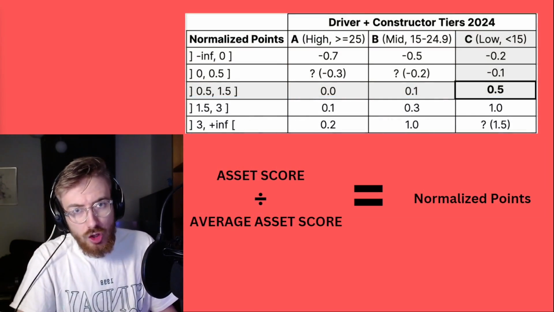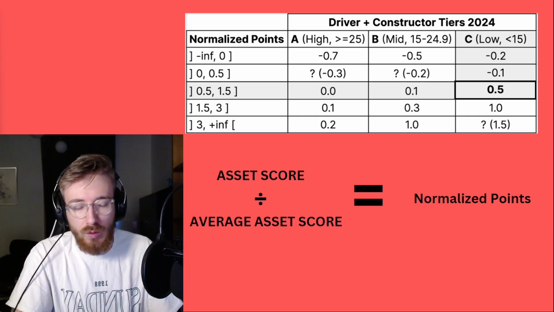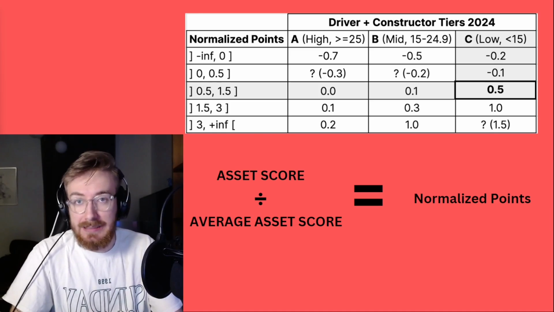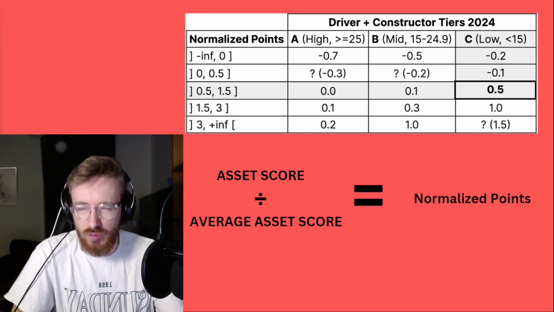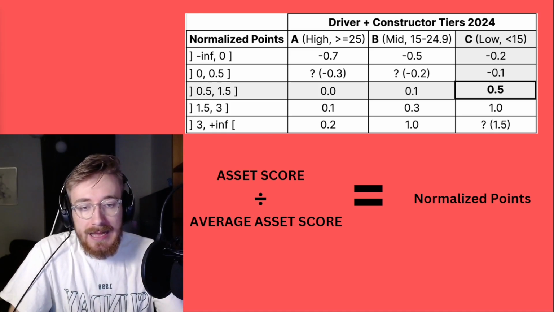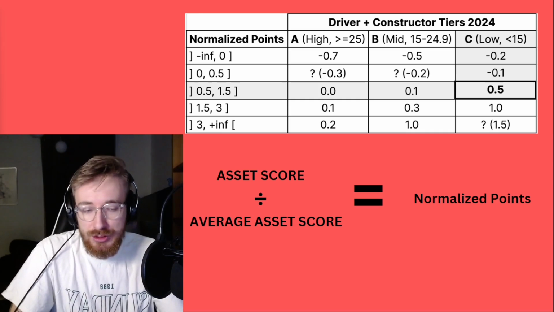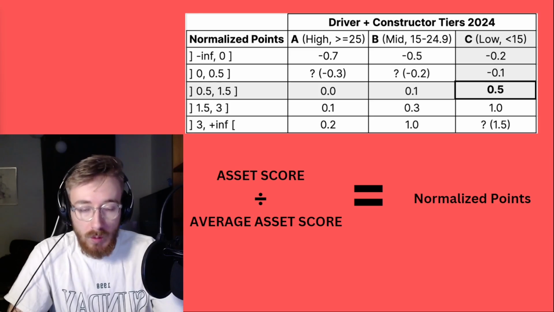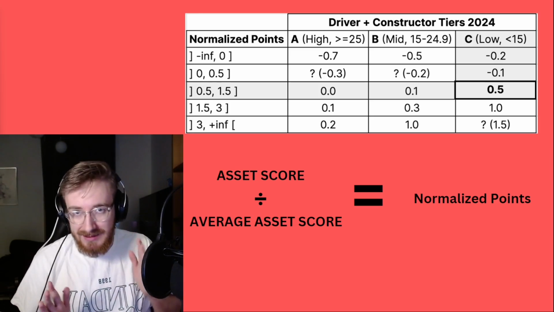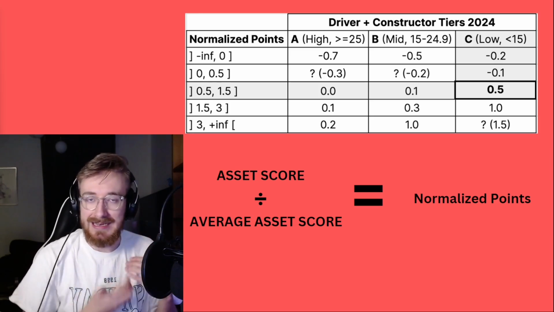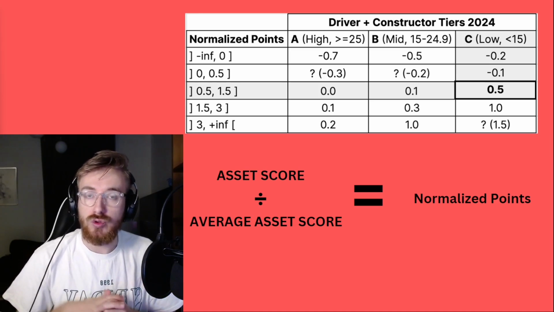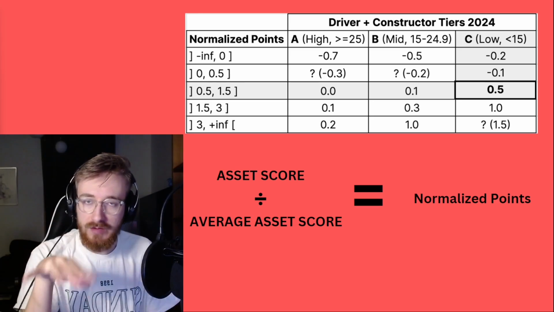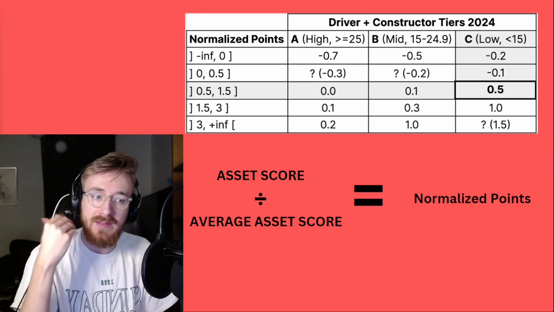So what are these normalized points then? Well, how it works is that you take an asset's score in any given race week, and divide it by the average asset score for that race week, and then you get the normalized points. And this is split between constructors and drivers. So you take a driver's score divided by the average driver's score for that week, and then you get the normalized points.